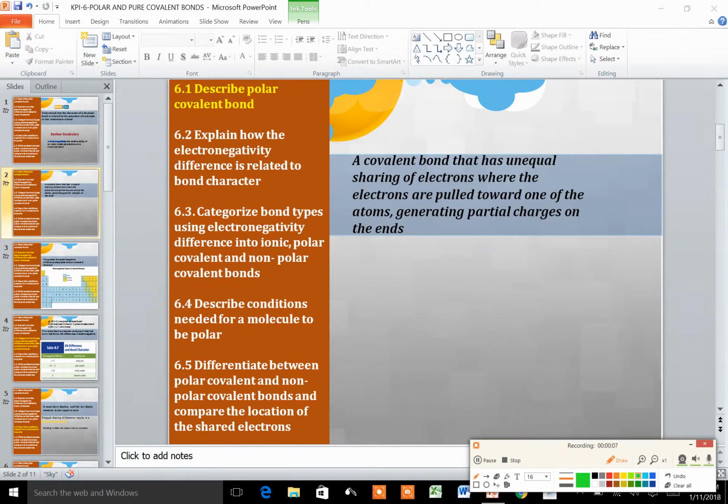Let's resume our tutorial about the polar covalent bond. Let's take another example, ammonia, NH3. Ammonia has a central nitrogen atom surrounded with 3 hydrogen atoms on the corners.